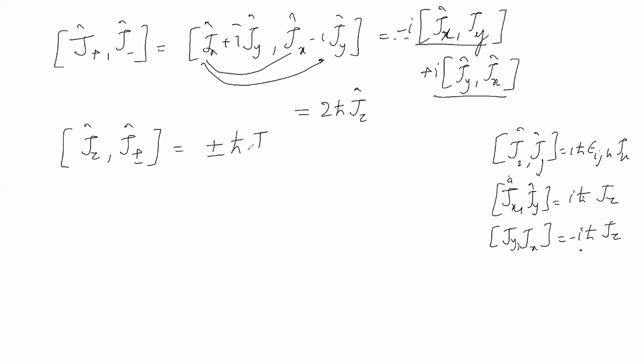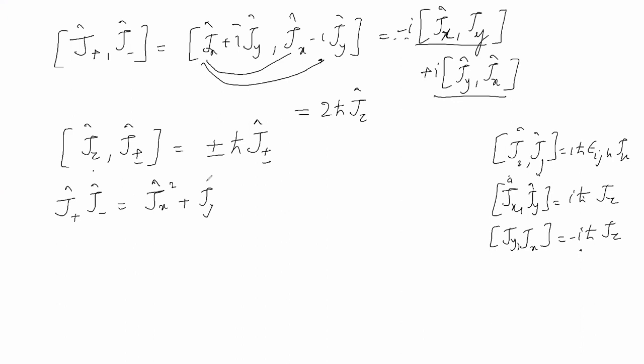You can see that this will turn out to be plus minus ħ J plus minus. Minus means Jz J plus will be with a plus sign, ħ J plus, and Jz J minus will be with a minus sign, ħ J minus. Okay.